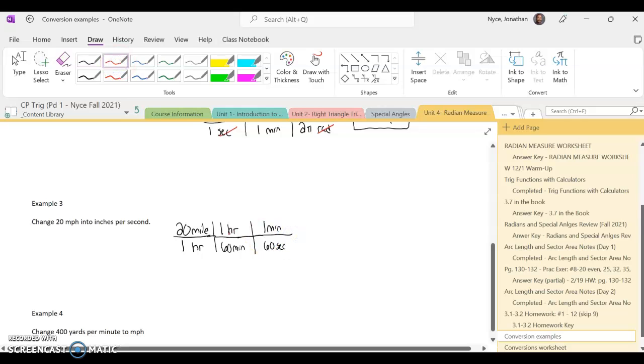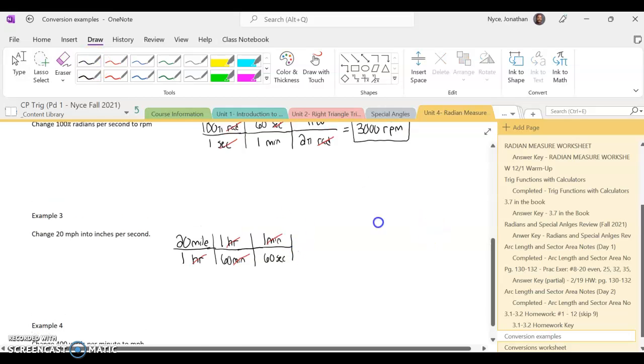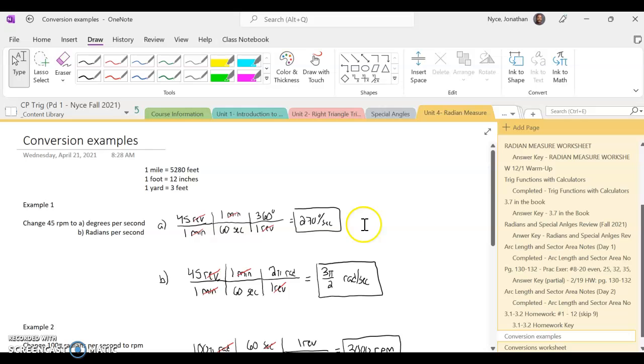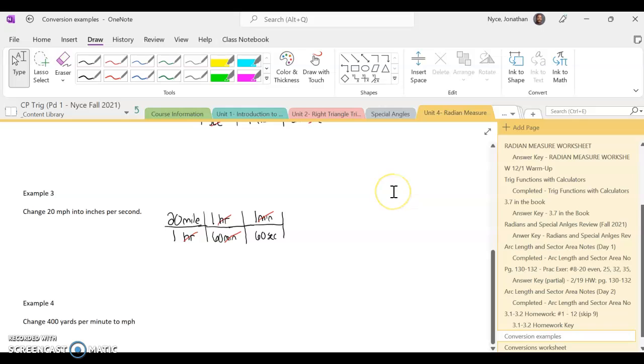Again, notice the units that cancel. Hours cancel, minutes cancel. So if I were to stop now, I'd have 20 miles per second. So I have miles per second. I want inches per second. So you have to change your miles into inches. That's where those conversions up top will come in. We know that 1 mile is 5,280 feet. So if I know 1 mile is 5,280 feet, then my miles cancel. That's why I put miles on the bottom.